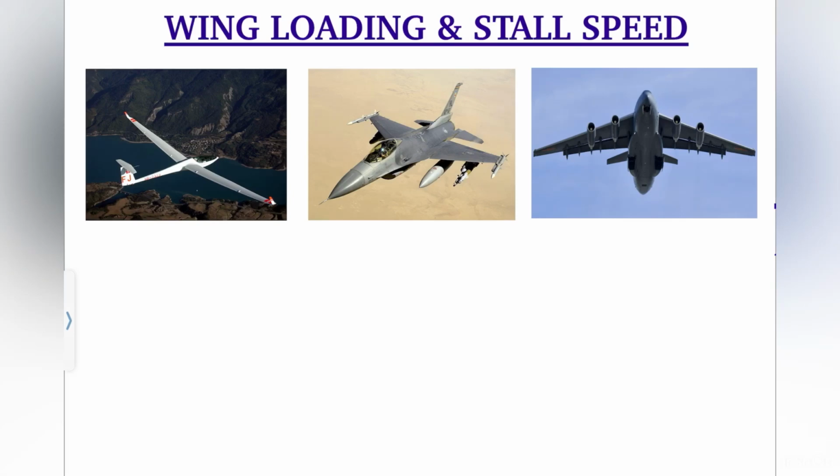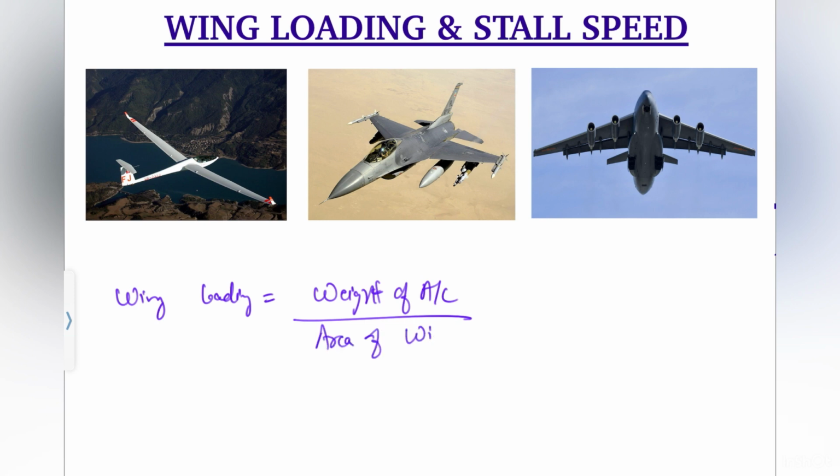Today's topic of discussion is what is wing loading and how the stall speed is deduced from the wing loading formula. Wing loading is equal to the weight of the complete aircraft divided by the area of the wing. Correct? So this is actually kg per meter square or its equivalent form.